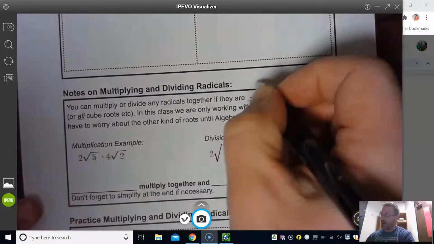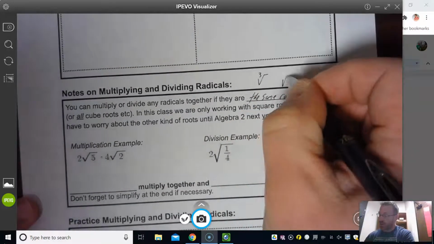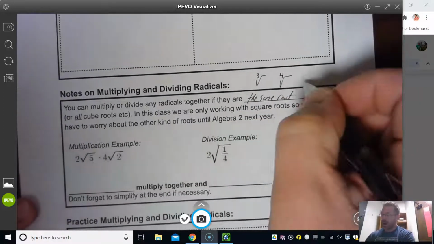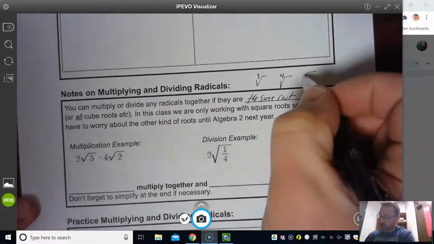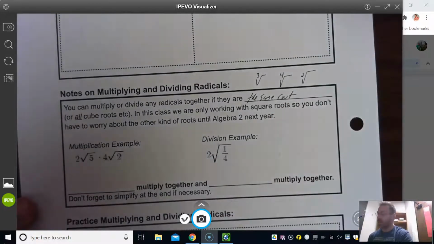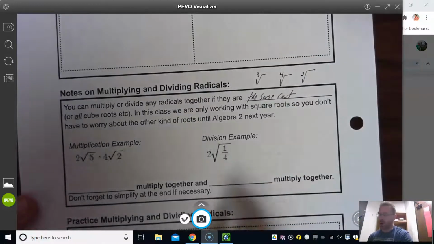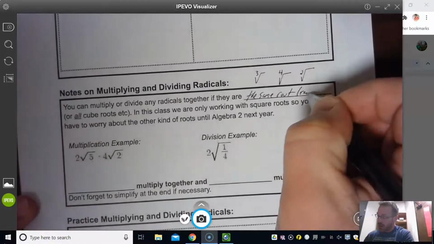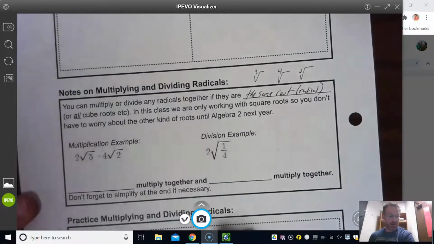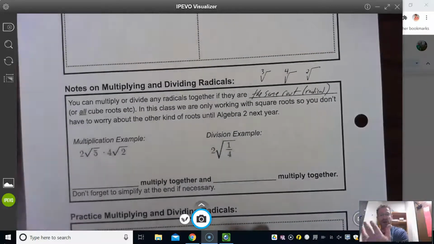Like I said, we can have cube roots, we could have fourth roots. We have our square roots, which is really a 2. We just don't write it there. And as long as we have the same type of root, the same type of radical, then we can simplify, and multiply and divide with those.